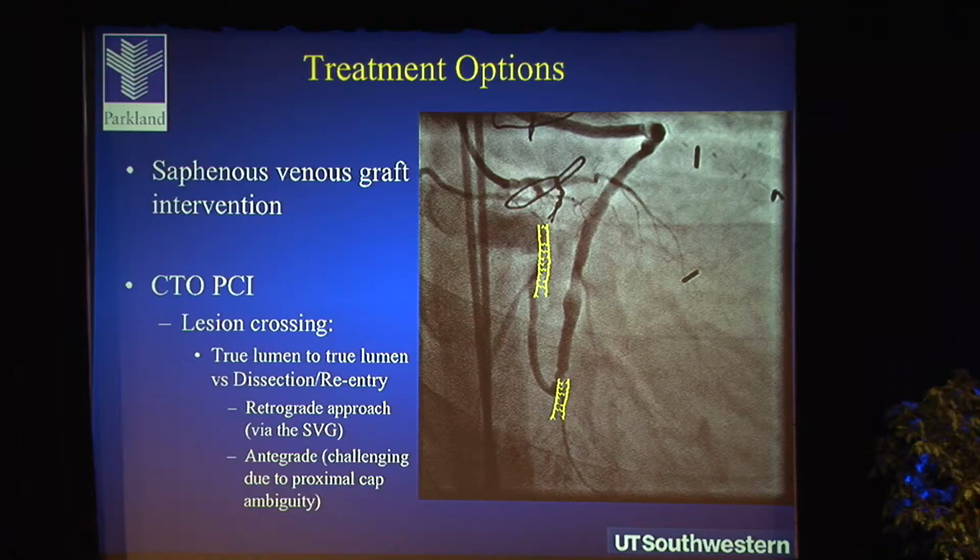And the other option then is just to reconstruct the circumflex CTO. And there are multiple complexities here that might make this challenging. One benefit is that you have a vehicle, a donor vessel in the vein graft, to allow for a retrograde option in terms of lesion crossing. Antegrade, the challenge there would be the fact that it's difficult to pinpoint exactly where the proximal cap is, and getting started in terms of lesion crossing might be challenging here.